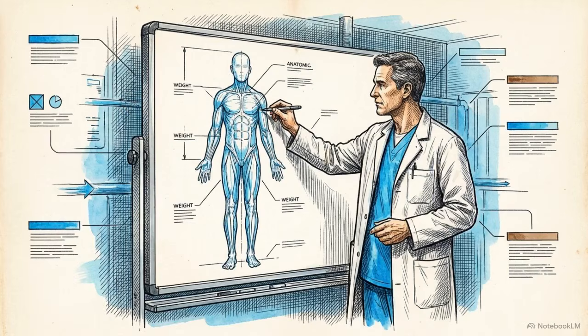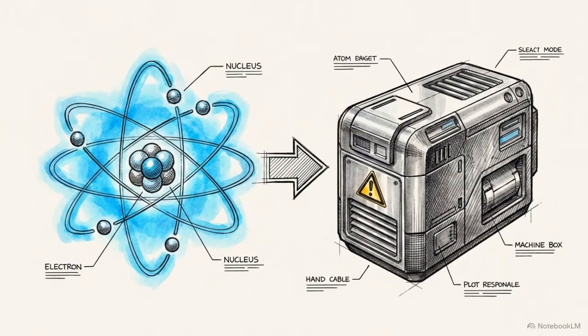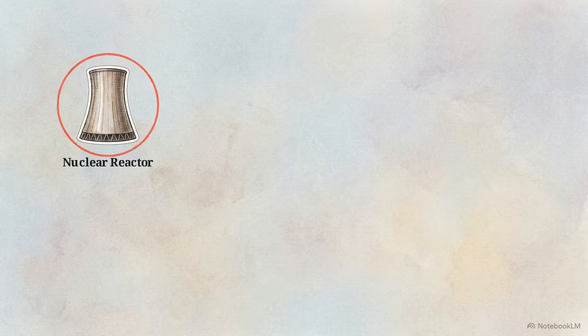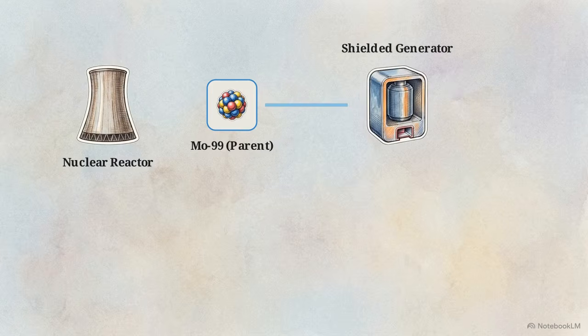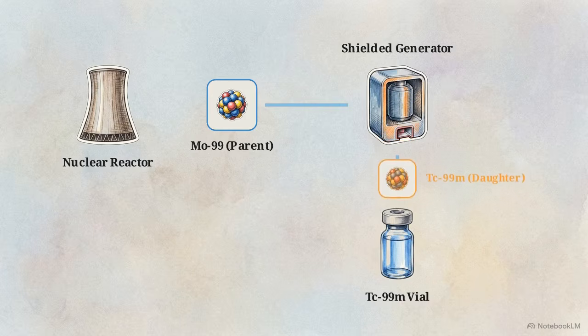The entire discipline follows a strict logic. The clinical indication dictates the required isotope, and that isotope's atomic structure dictates the machine required to build it. This flowchart traces the supply chain backwards. Molybdenum-98 undergoes neutron activation in a nuclear reactor, forging the parent isotope, molybdenum-99. This Mo-99 is loaded into shielded generators and shipped to hospitals. Finally, clinicians elute the generators, harvesting the short-lived technetium-99m directly into a vial.